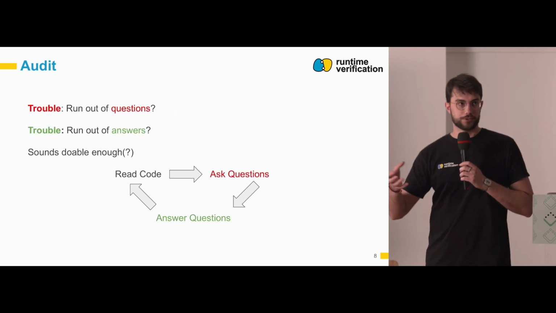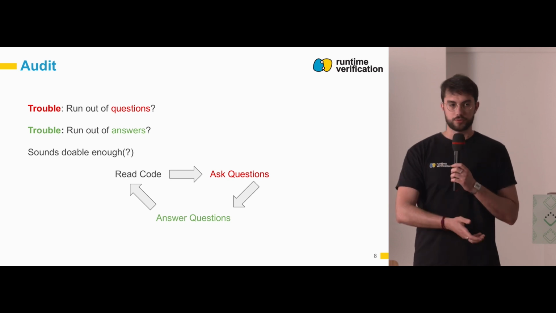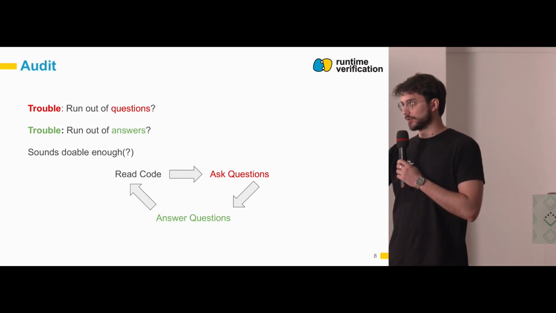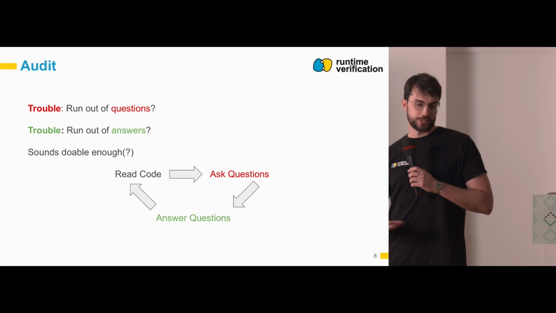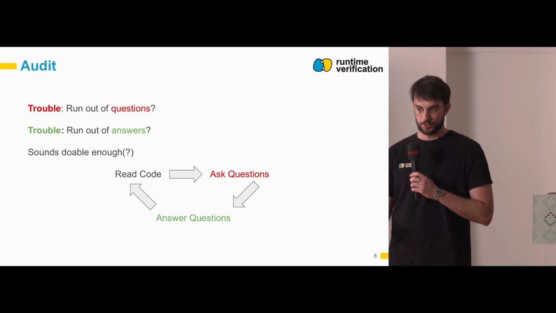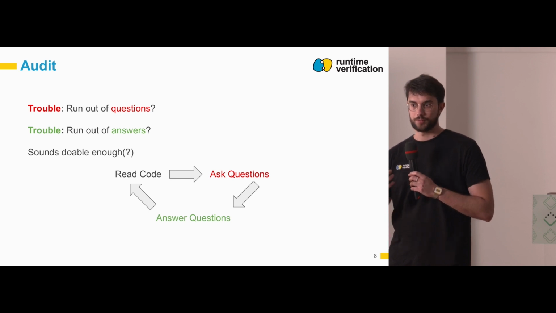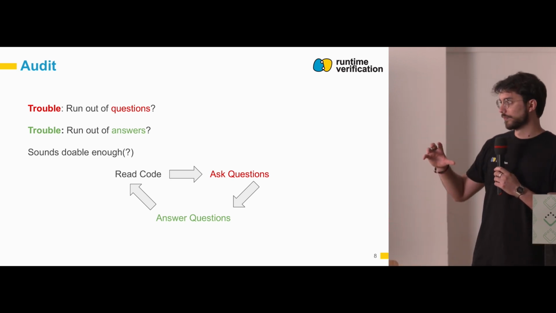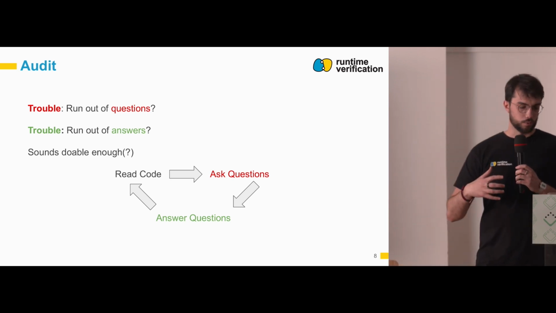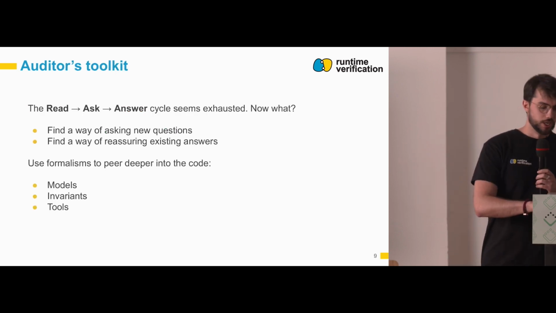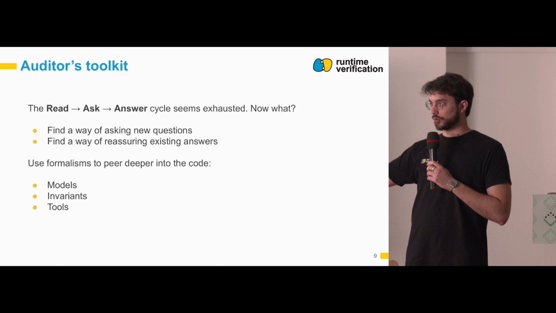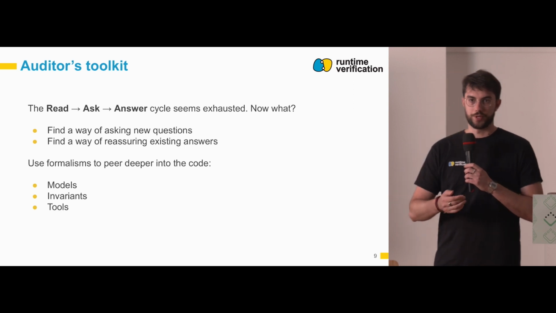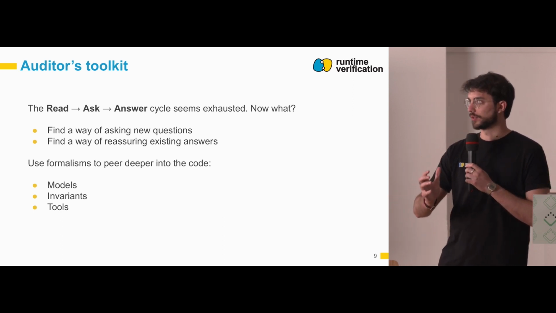There are two major pain points to this cycle: what if you run out of questions, or what if you run out of ways to find answers, right? At some point, you may just look at the code and see no more problems and everything looks good, or you may have questions, but the answers you can come up with, or the feedback that you're getting from the team, for some reason don't tick all the boxes. So once you're here, what is a good way forward? In Runtime Verification, we use formalisms, and especially models, invariants, and tools to basically exit these sorts of pain points when auditing.